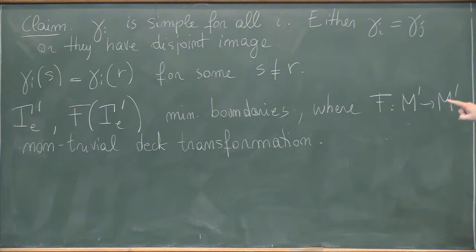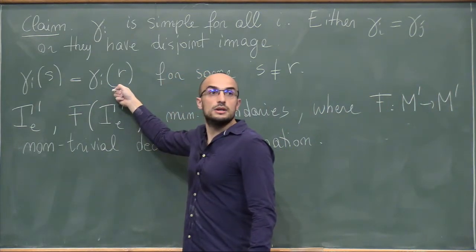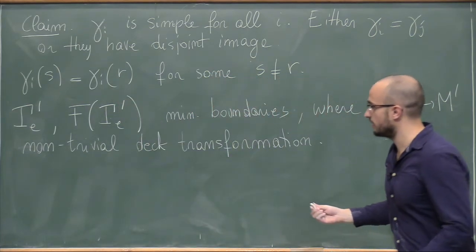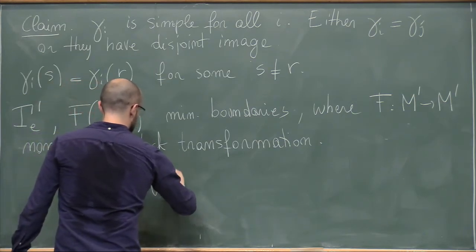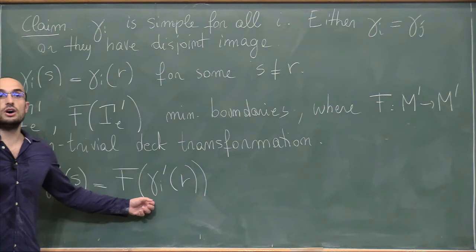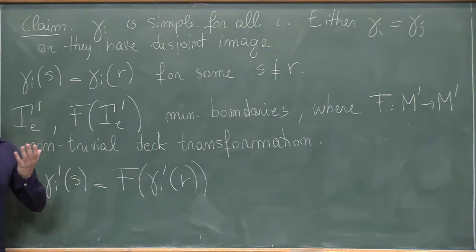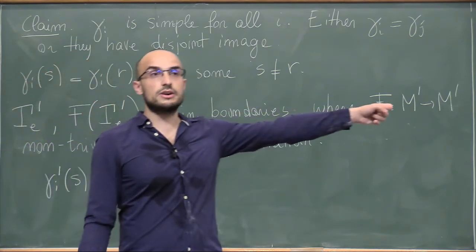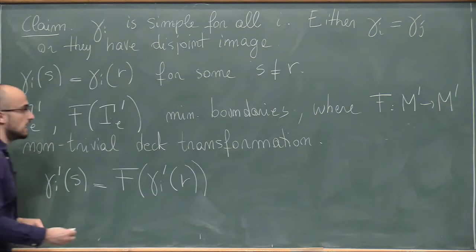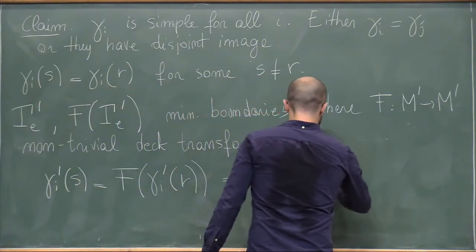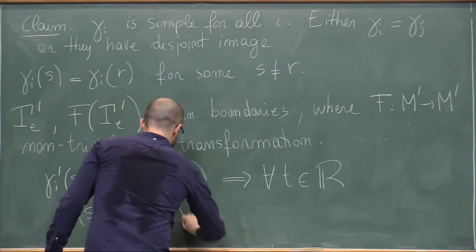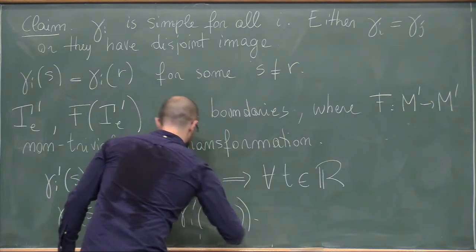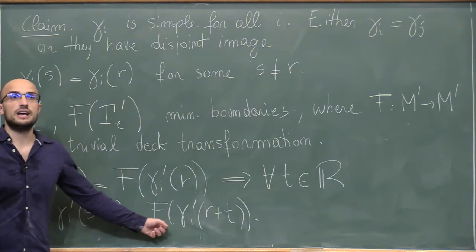Okay, so what does it mean that these points are the same? When we lift to the orientable double covering, this means that gamma I prime of s has to be equal to F of gamma I prime of r. Because we already know that the lift of gamma I is an embedded curve. Our theorems were all about embedded curves. But if we have this, then we can apply our theorem. And if we rephrase the theorem, this is telling us that for all times, gamma I prime of s plus t is equal to F of gamma I prime of r plus t. So actually gamma I prime is the same curve as F of gamma I prime.